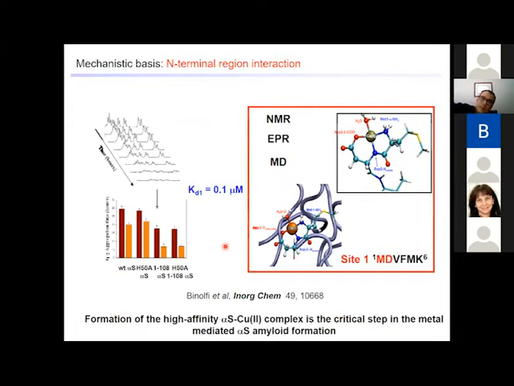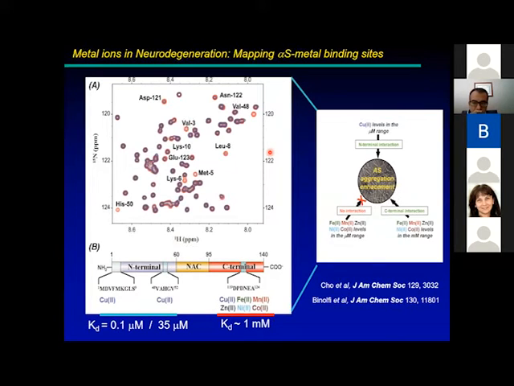So the acceleration of the aggregation of alpha-synuclein is mediated by copper binding to the high affinity binding site in the N-terminus. That involves coordination to the amine nitrogen of methionine at position 1, an oxygen coming from a water molecule, an oxygen coming from the side chain of aspartic acid at position 2, and the amine nitrogen of aspartic acid at position 2. Of course, we had to develop a strategy that combined nuclear magnetic resonance with molecular dynamics, with MALDI-TOF, with electron paramagnetic resonance. So this is the picture that we know.